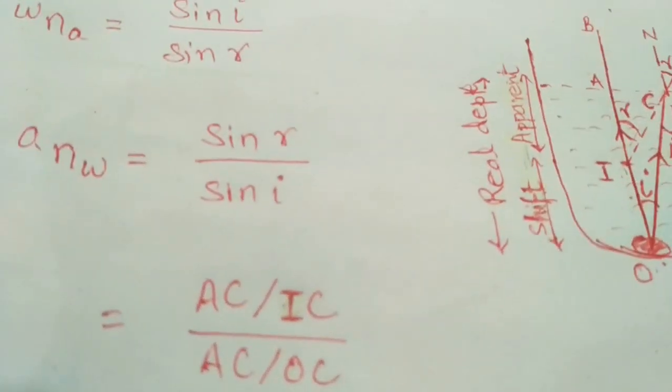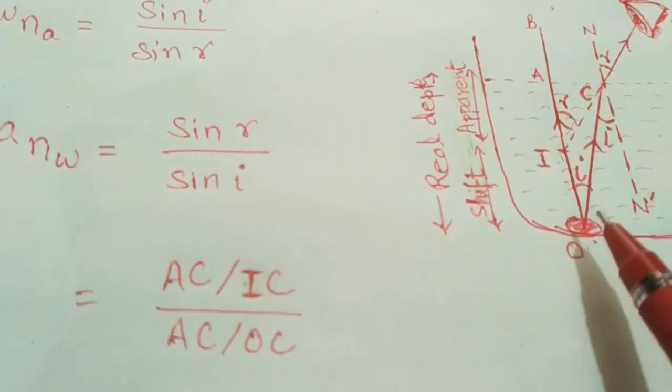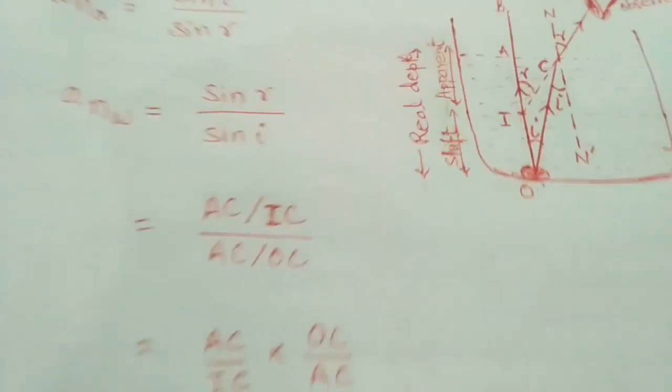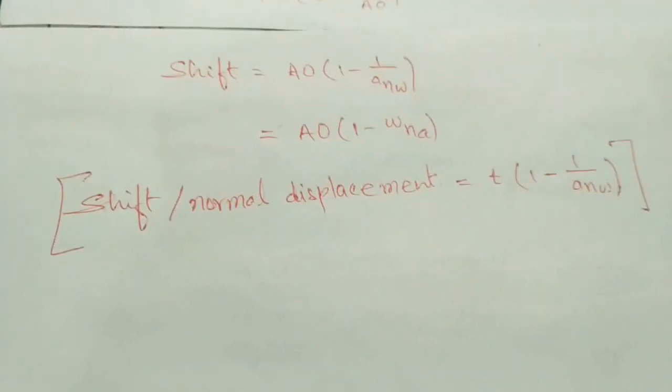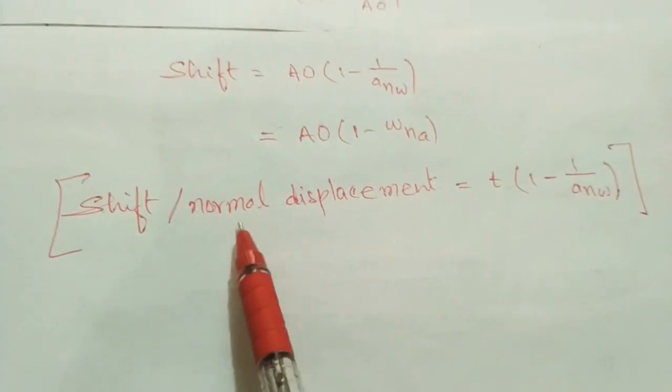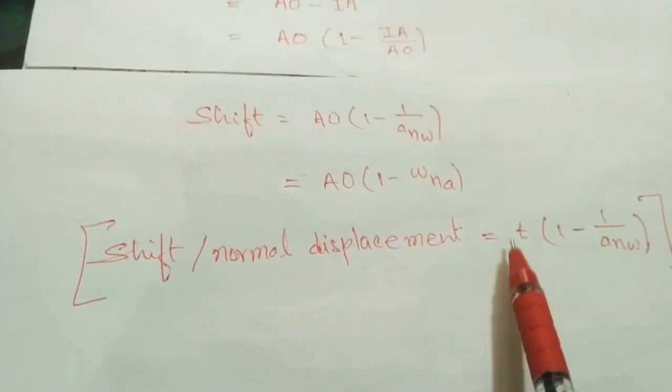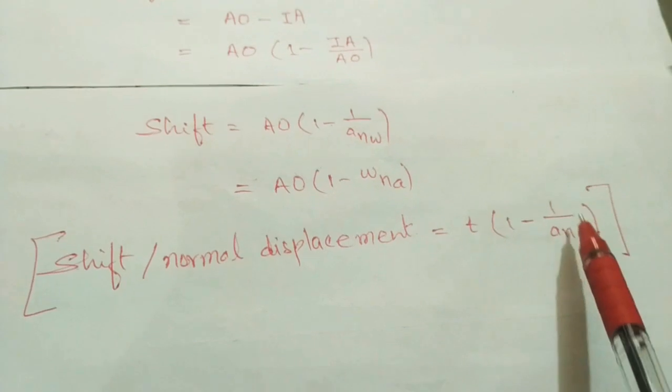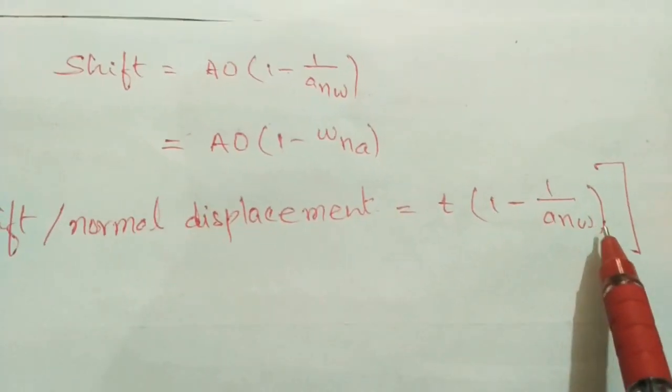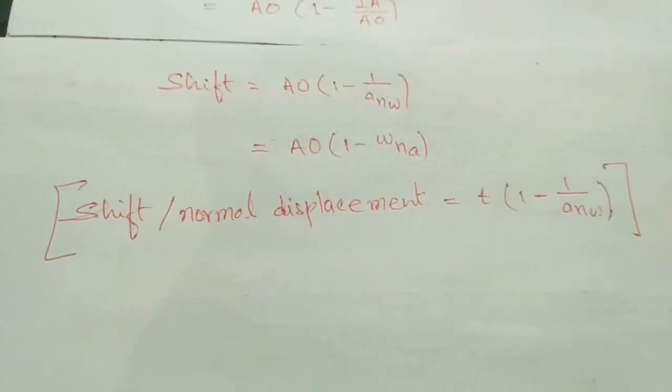And AO, the real depth, can also be considered the thickness of the medium. So on putting that, let T be the thickness. So we have the shift, which is also known as normal displacement, equal to T bracket 1 minus 1 upon the refractive index of the medium. So we have seen the relation between the refractive index, real depth and apparent depth, that N is equal to real depth upon apparent depth.